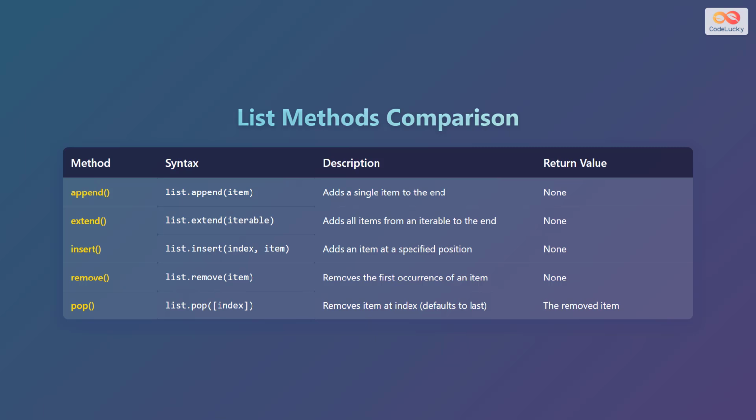The next is insert. The syntax is list.insert, with index and item in the parenthesis. It adds an item at a specified position and returns None. Then there is remove. The syntax is list.remove with item in the parenthesis. It removes the first occurrence of an item and returns None. Finally, there is pop. Its syntax is list.pop with index within square brackets in the parenthesis. It removes the item at the given index, which defaults to the last, and returns the removed item itself.